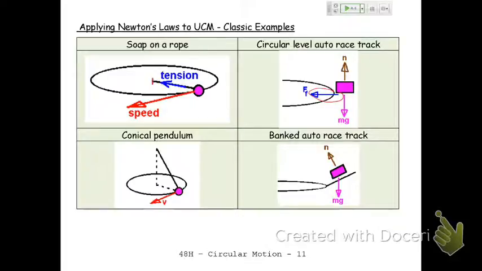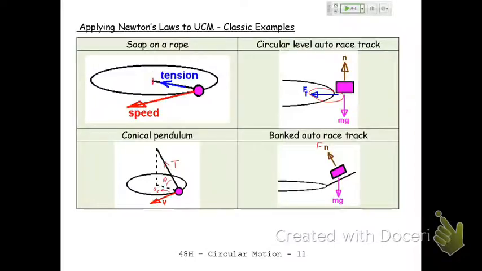And so then we come to our third example, the so-called conical pendulum. It's like soap on a rope, but you're not trying to keep it horizontal. So there's your tension, but it's at an angle to the centripetal acceleration. So you're going to take the component of tension pointing towards the center of the circle. And then the last one is we have a normal force. We have a banked track.